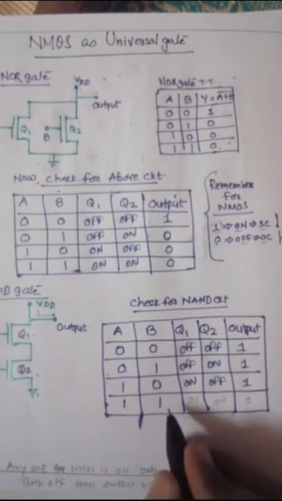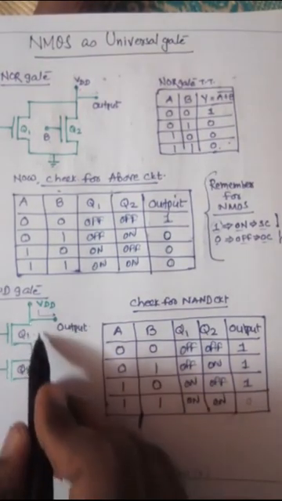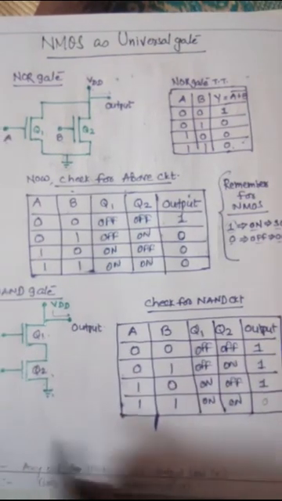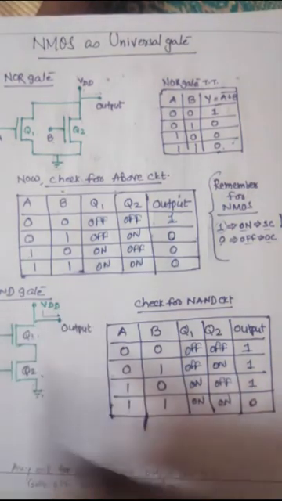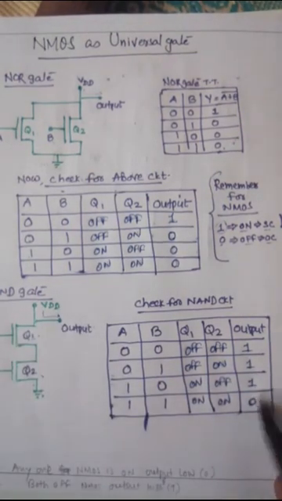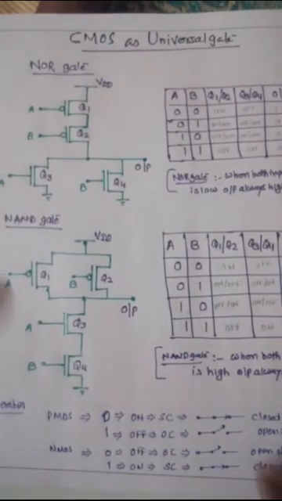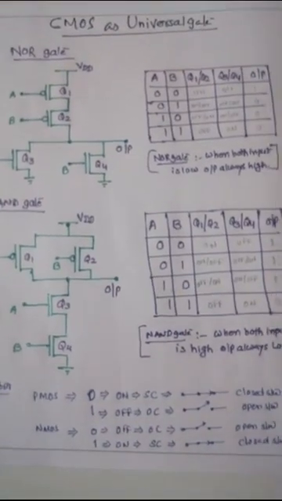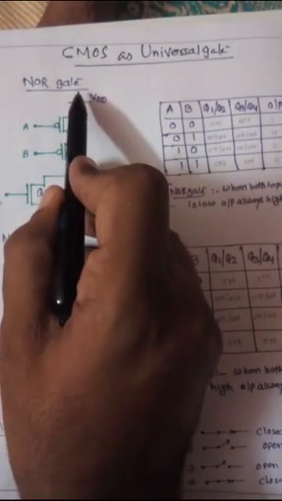Now when both are 1, both are on, so current can flow easily this way, and the output is 0. So this is the NAND gate, and this matches the property of the NAND gate truth table. Now the next one is CMOS. Here we see CMOS as a NOR gate.